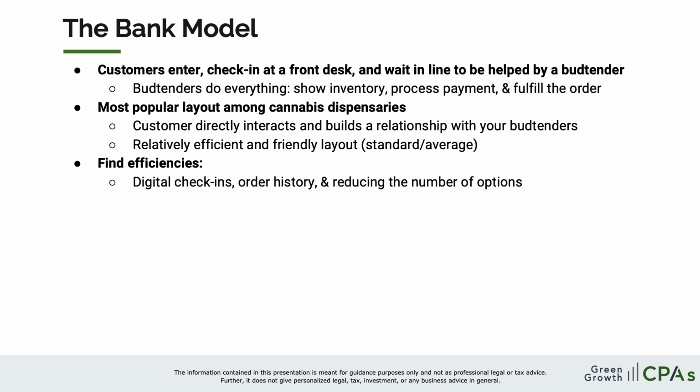Another thing could be having order history so that bud tenders can help customers reorder quickly, especially if you notice that clients say they want the same product that they had last time, but maybe they can't remember how much they bought or what the specific strain or brand was. And another idea is reducing the number of options for customers to choose from so that they can choose faster and with more confidence.